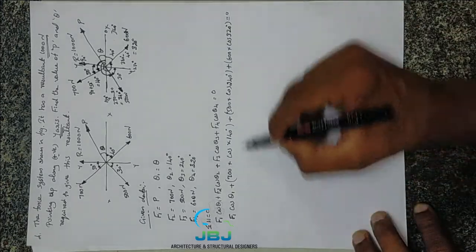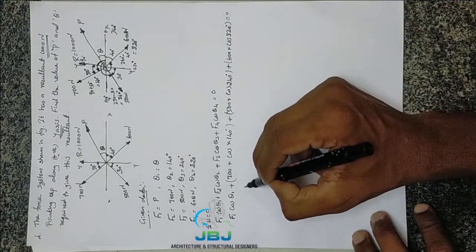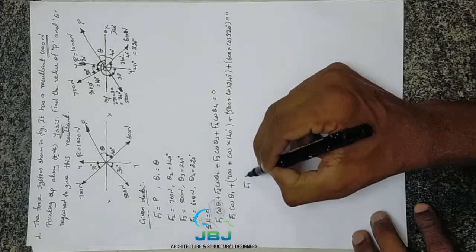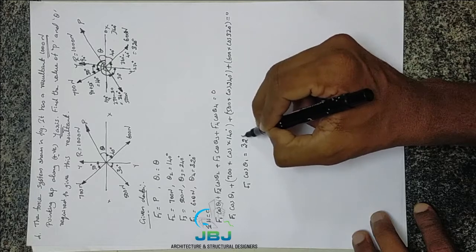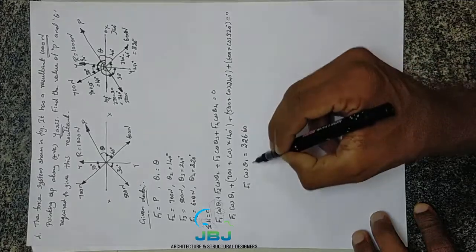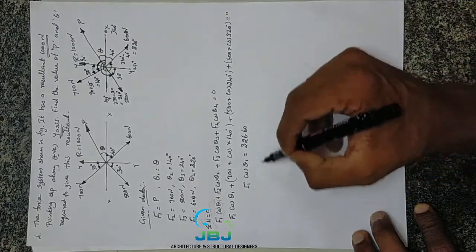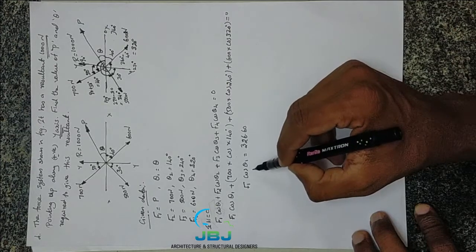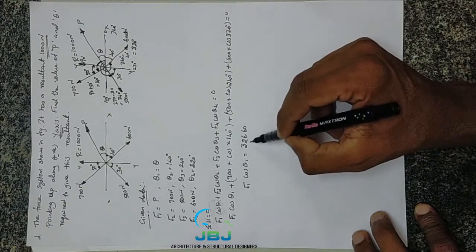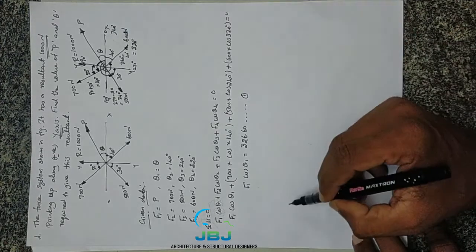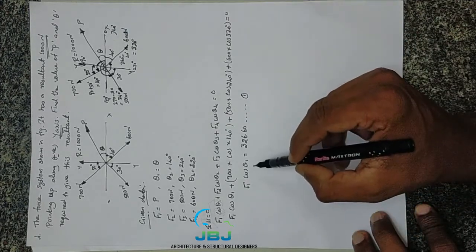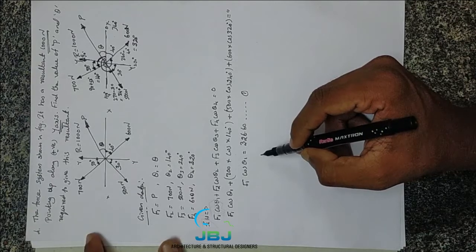When you solve this equation, you will get the result like this: F1 cos theta 1 equal to 326.60. Keep it like that. This is equation number 1. Actually, we don't know the value of F1 and theta 1.